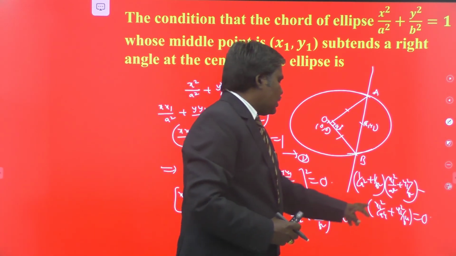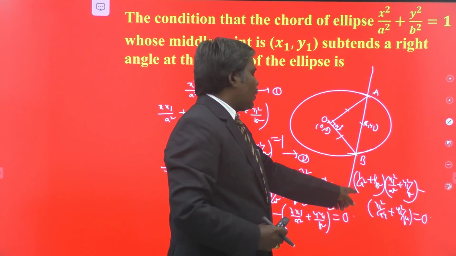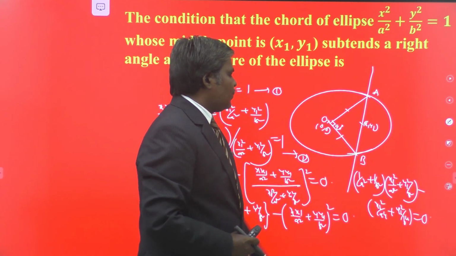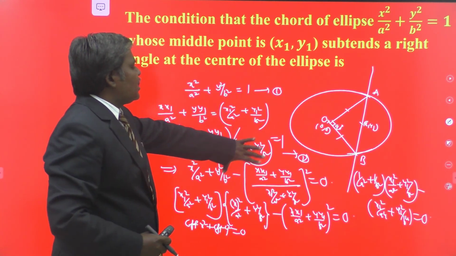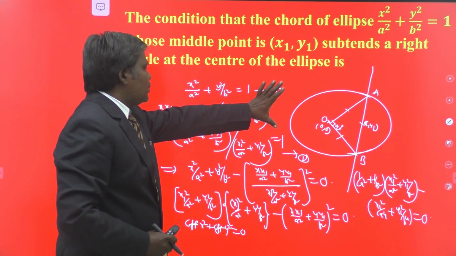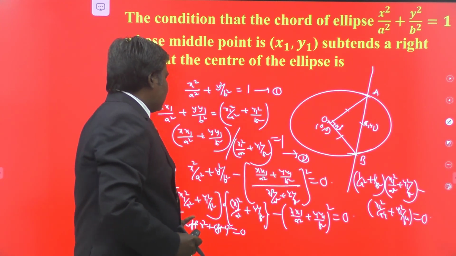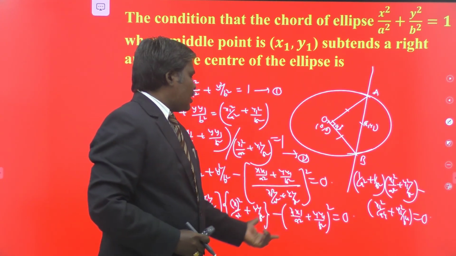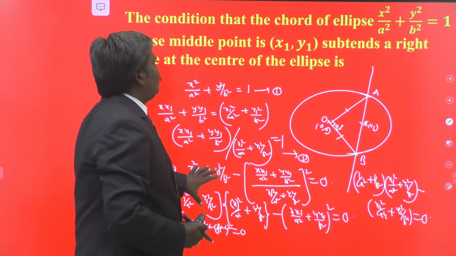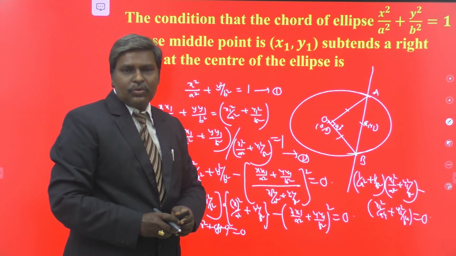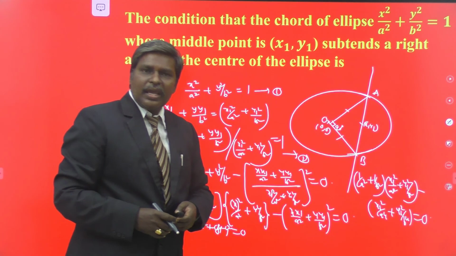So what is the condition? x1²/a⁴ + y1²/b⁴ = (1/a² + 1/b²)(x1²/a² + y1²/b²). Just by homogenizing the curve with respect to the line, we obtain the pair of lines OA and OB, and make their coefficient of x² plus coefficient of y² equal to 0. We obtain this condition in this manner. So only one and only concept is here, S1 = S11. With the help of that equation, we can crack this type of problem. Okay, thank you very much.